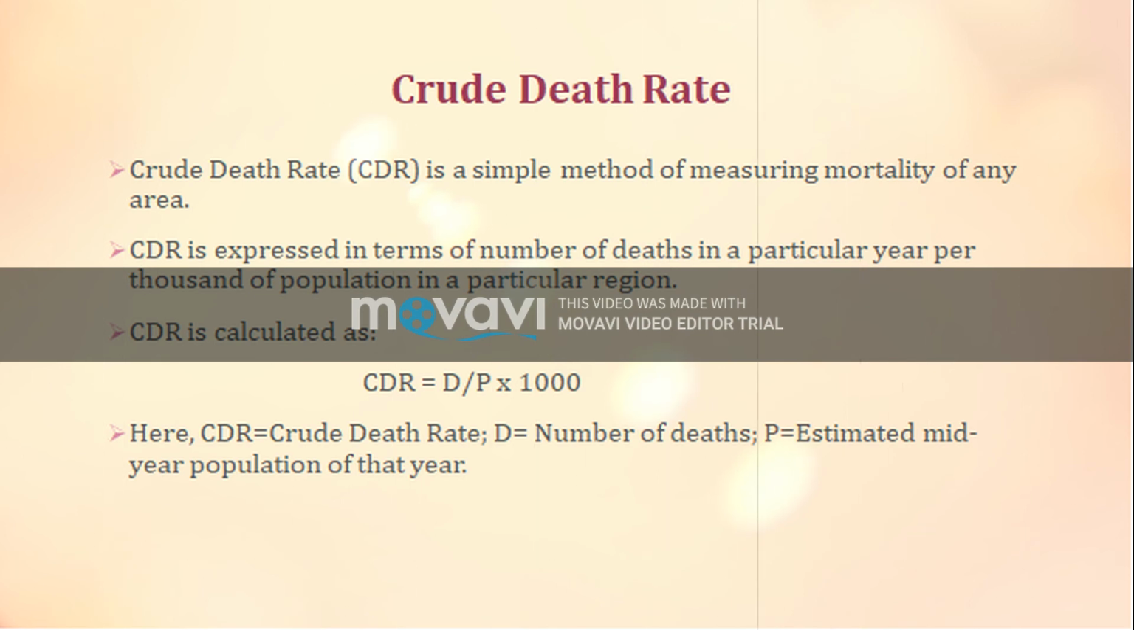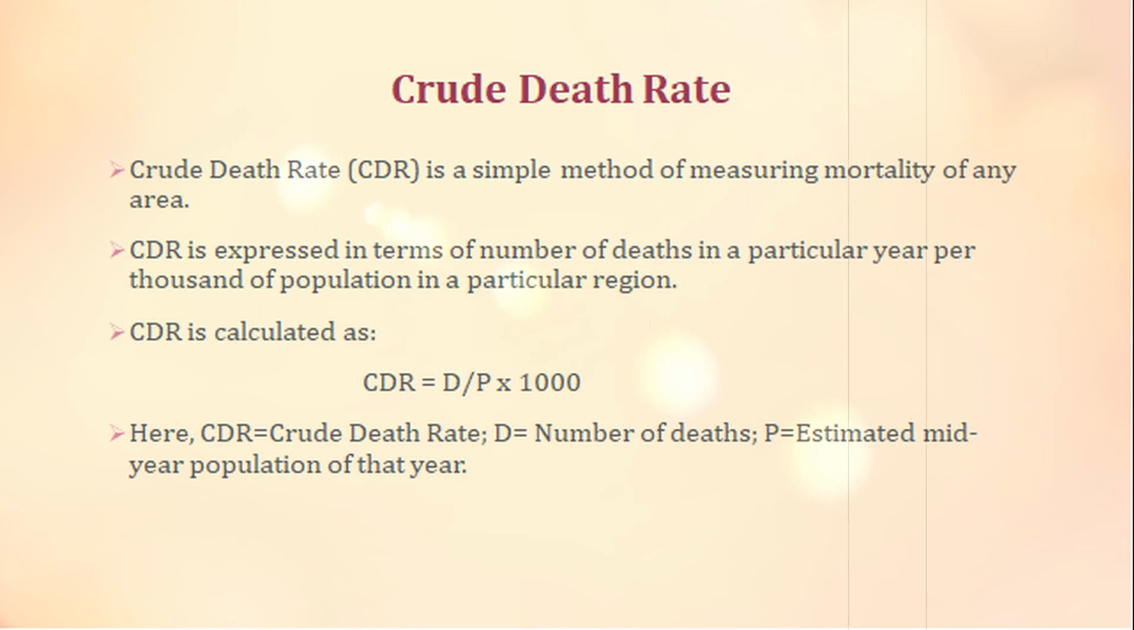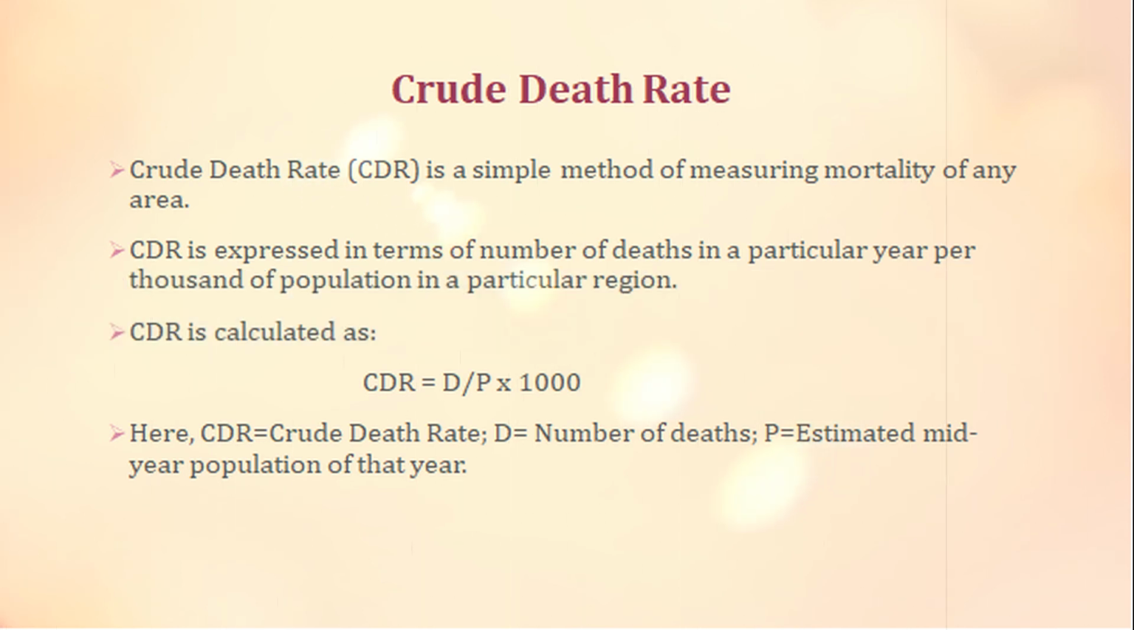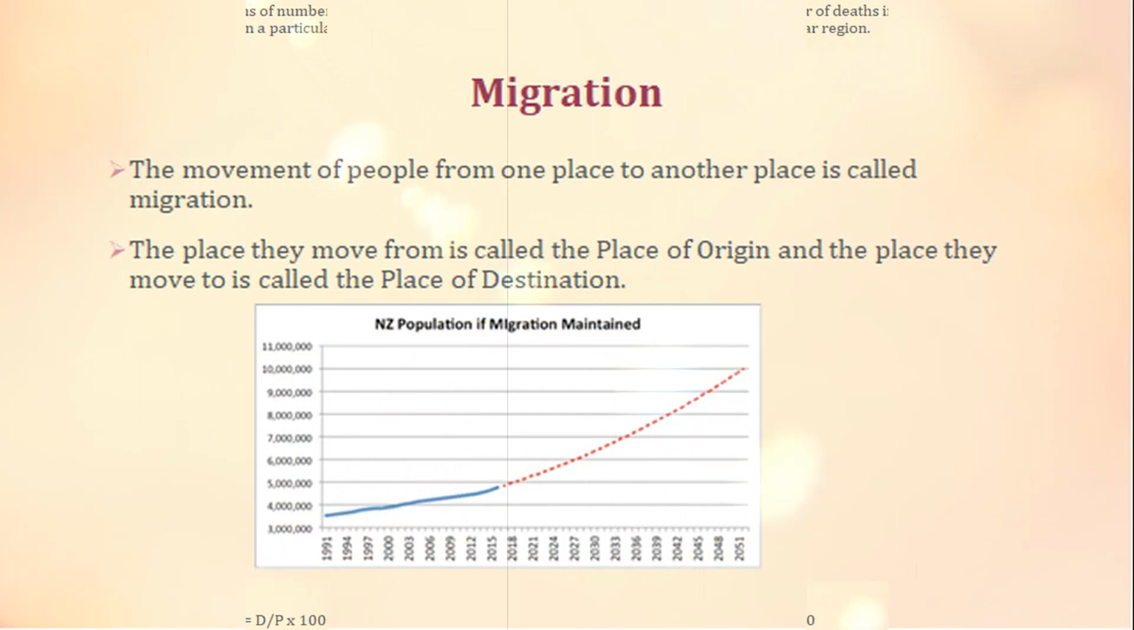Now, crude death rate. Crude death rate is a simple method of measuring mortality of any area. It can be defined as the number of deaths in a particular area per thousand. It is expressed as crude death rate equals D divided by P into 1000, where D is the number of deaths and P is the estimated mid-year population.